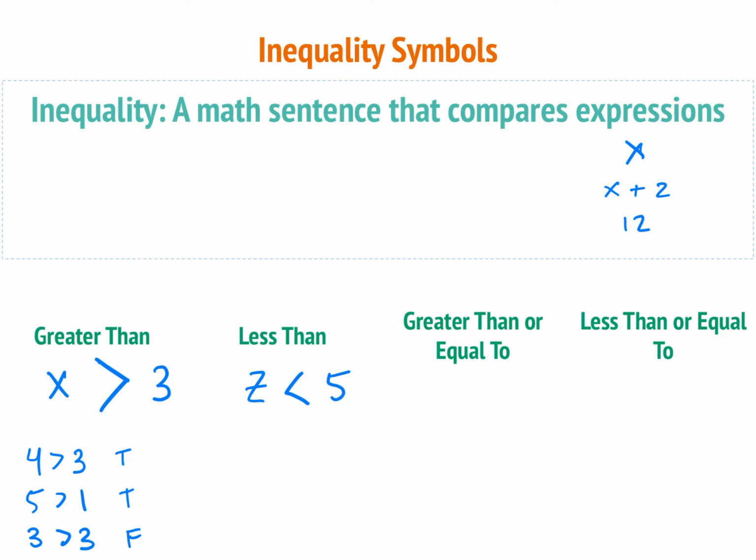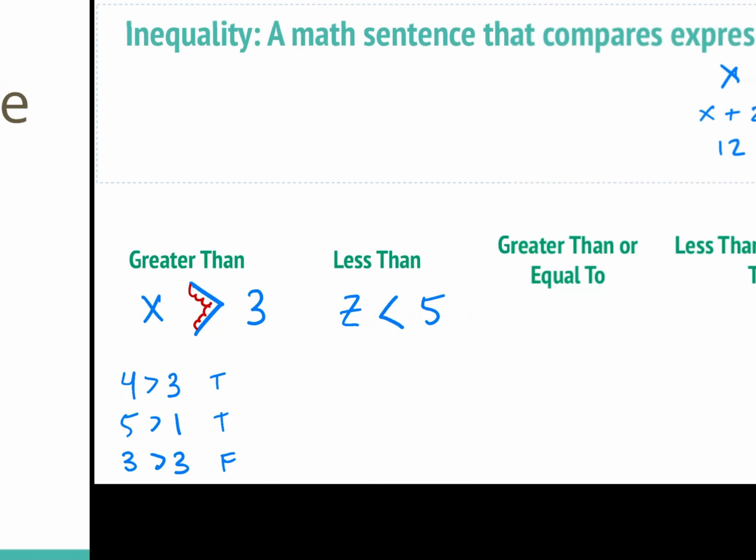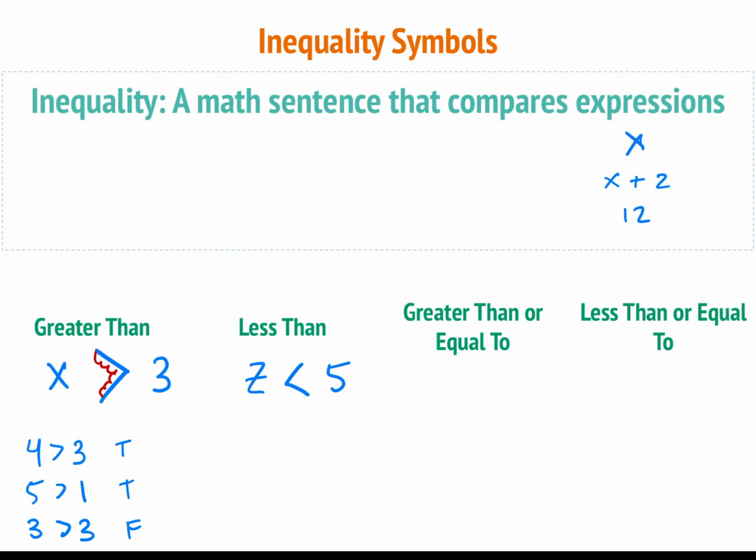Now, just as a reminder, the big side opens up to the bigger number, and then it points to the smaller number. Okay, so what I just drew there was like the alligator chomping the bigger side. Okay, and a greater than and less than, it's really the same symbol, right? They're just reversed. So I can read this right here. I can say X is greater than 3, or I can say 3 is less than X. Now, Z is less than 5.